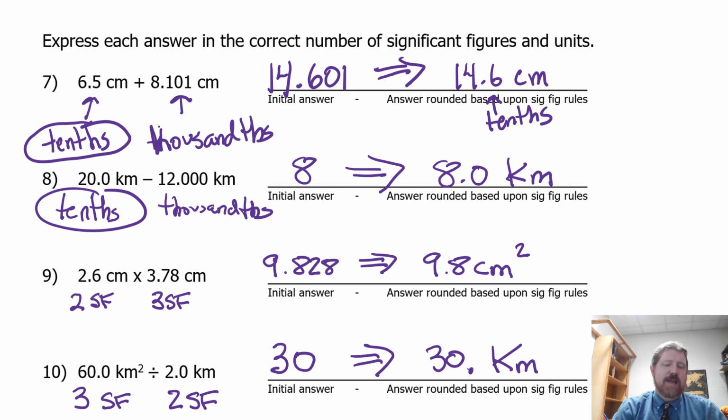But the problem is 6.5, that first decimal place is an estimate. So we have to stop and round when we hit the first decimal place, which is why it's 14.6.